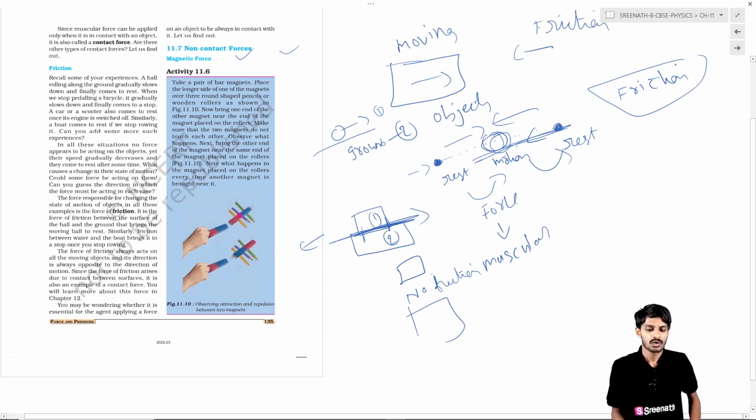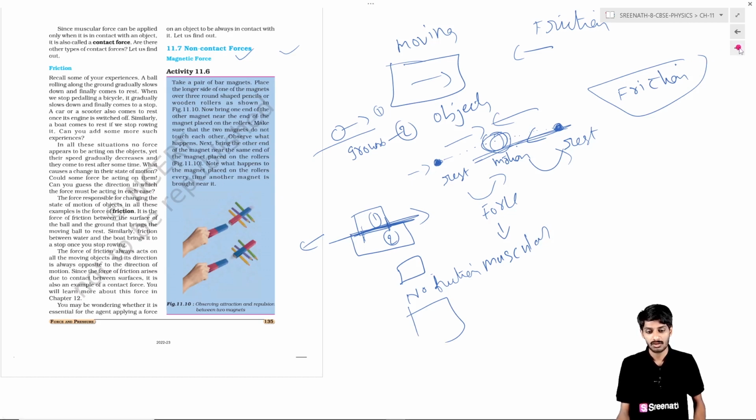One great thing here is we are not touching it. There is no contact between the two interacting objects. Even though there is no contact between them, we are seeing some pushing effect. Whenever there is a pushing effect, there is a force. So even though there is no contact, we are observing the force. For that reason we call it a non-contact force. And the force which is pushing here is magnetic force. So magnetic force is a non-contact force.